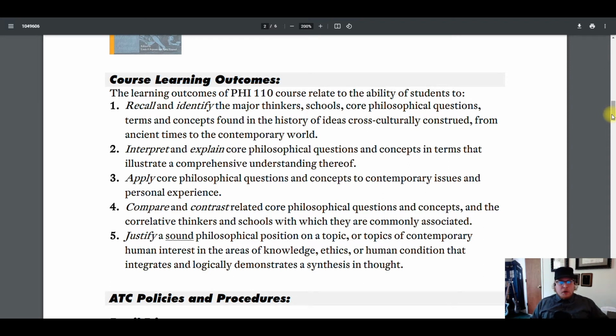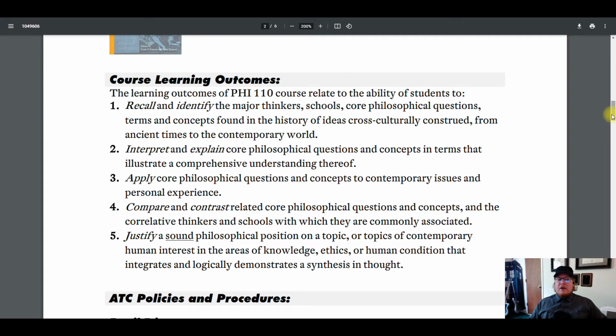And again, there'll be some assignments, namely the weekly analyses, where you'll have the opportunity to do just that. 4, compare and contrast related core philosophical questions and concepts and the correlates of thinkers and schools with which they are commonly associated. Know who's on what team. Later on in the course, you should be able to do things like, oh, John Stuart Mill, he's a utilitarian. Immanuel Kant, he's a deontologist. Aristotle, Kongzi, they're into virtue ethics. And you'll be able to put them together, just like you might be able to put athletes, when you hear an athlete's name, into a particular team or league or sport.